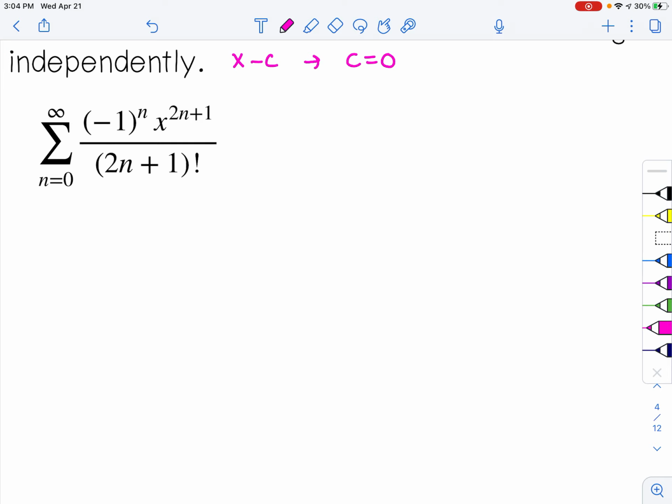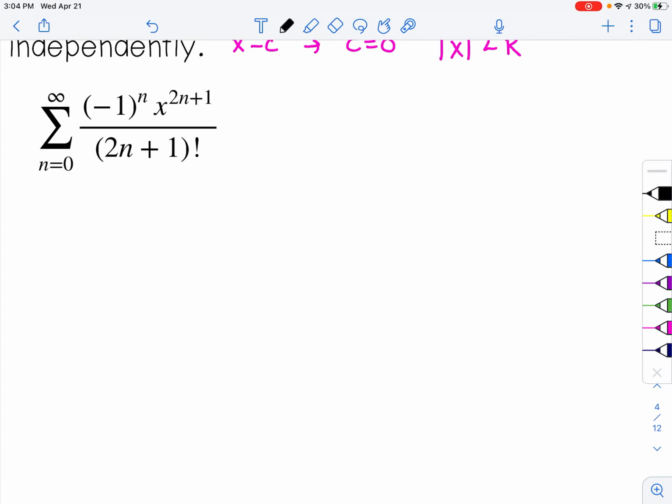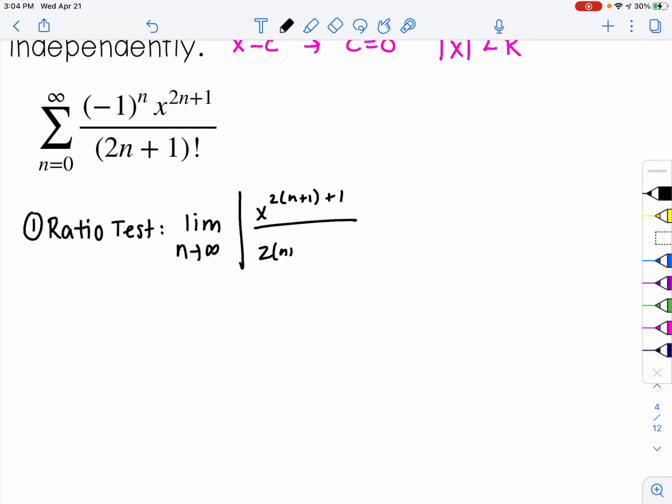So when we're looking to find our radius, we're looking to get the absolute value of x less than r. To do that, we're going to apply our ratio test. So we're going to do the limit as n goes to infinity of the absolute value. Since it's absolute value, I'm not even going to worry about the alternator there because it does not matter. Got x to the 2 times n plus 1 all over 2 times the n plus 1 factorial times the reciprocal of the original.